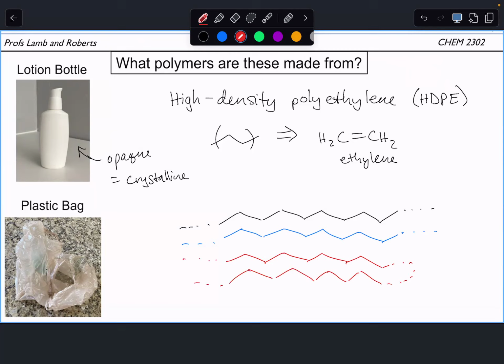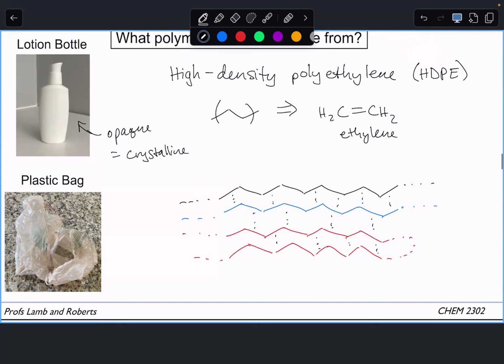And as those chains start to line up, you start getting those intermolecular forces in between the chains. So in this case, it's just London dispersion forces because it's just CH2s. But if you have a large enough molecule and you have so many of those forces, they will start to crystallize. So our chains line up and crystallize.